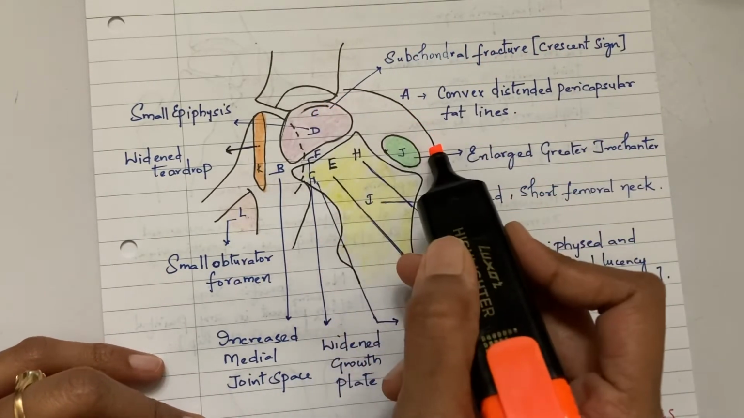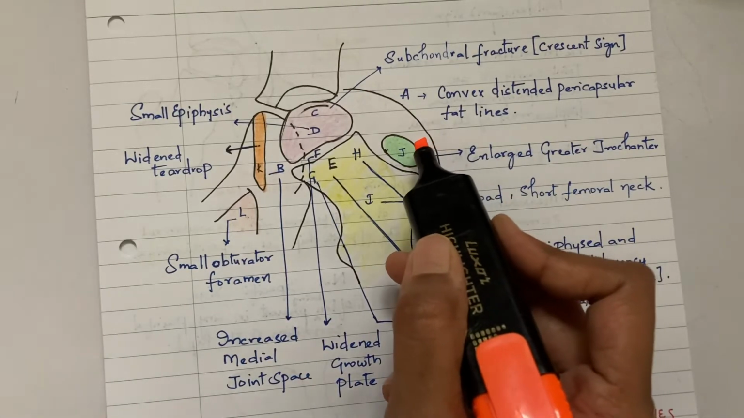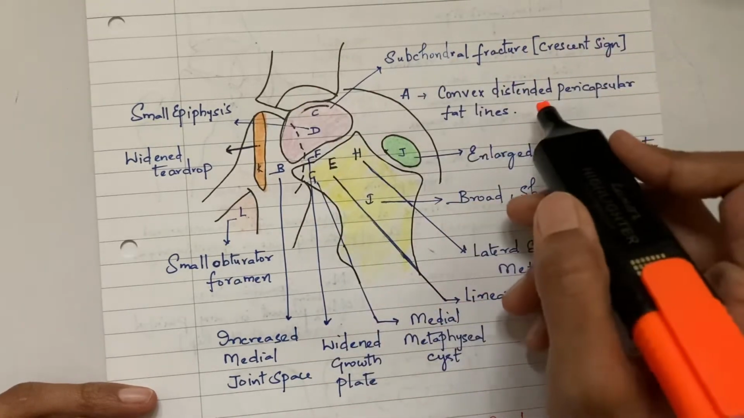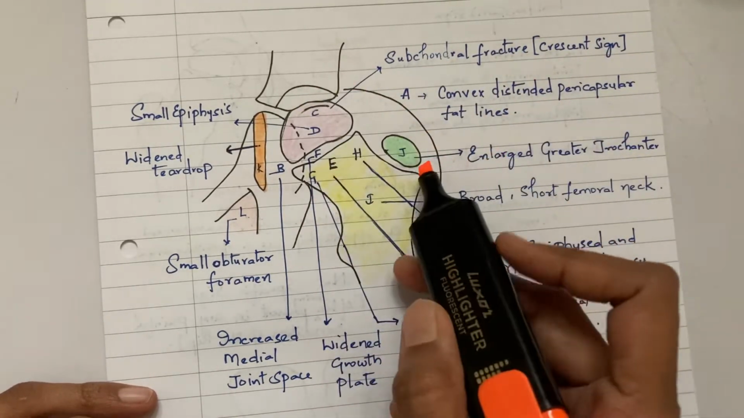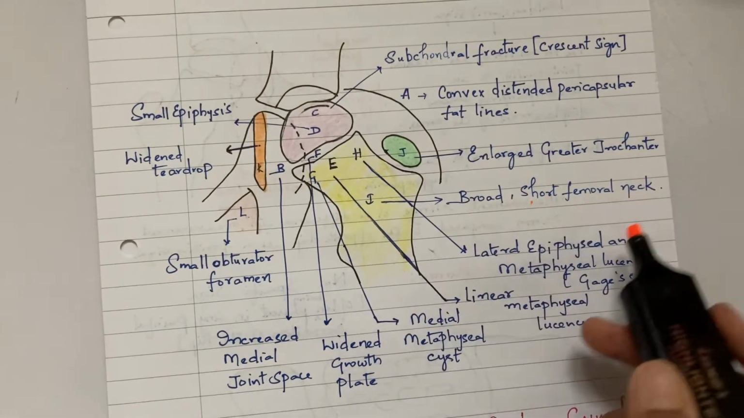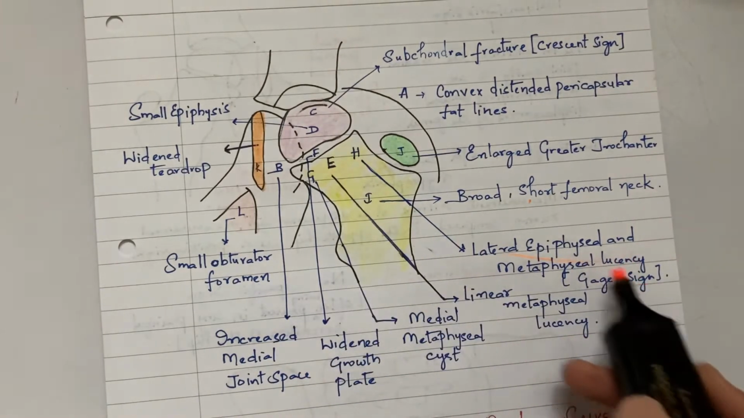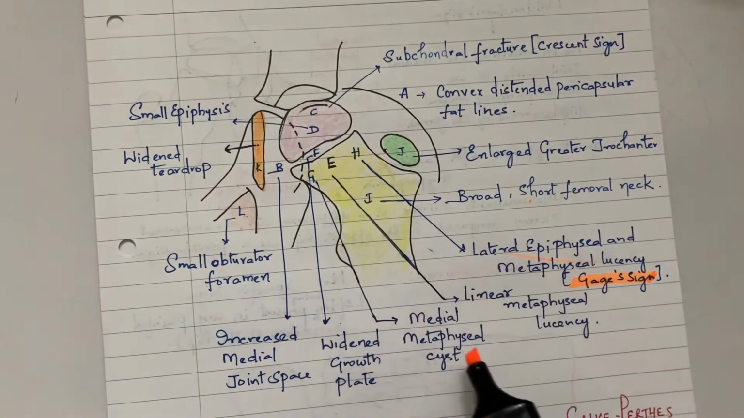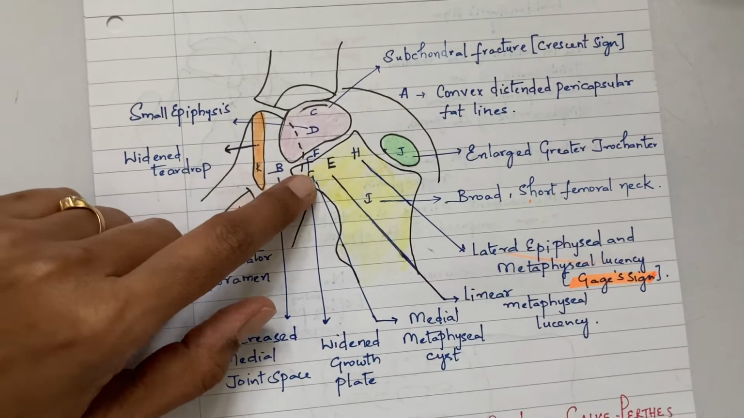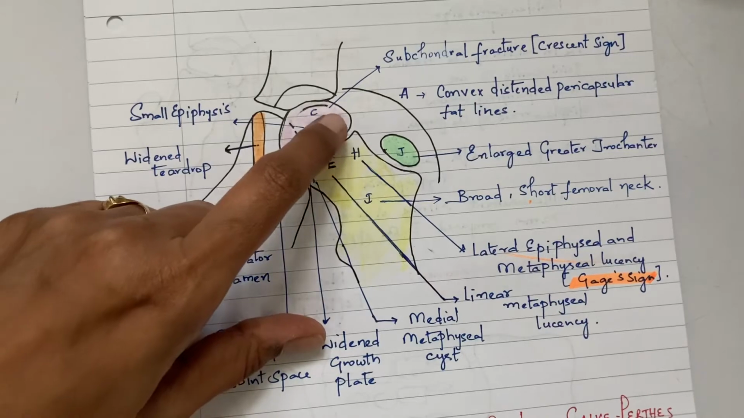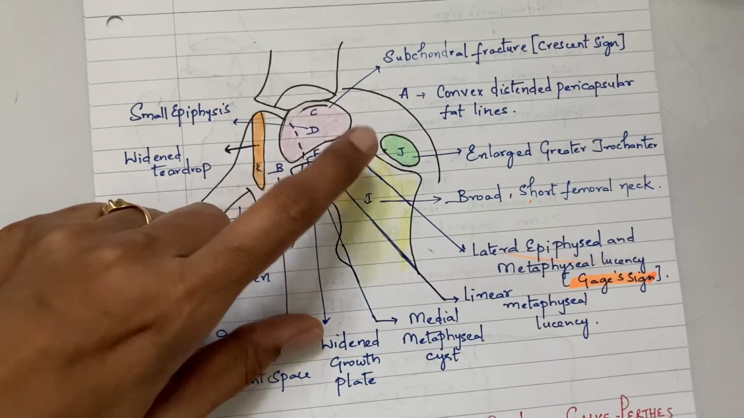This is a fat fold, the gluteus medius fat fold. Here it is bulged, that is convex, distended pericapsular fat planes. We have an enlarged greater trochanter and a broad, short femoral neck. Lateral epiphyseal and metaphyseal lucency is called the gage sign. We have linear metaphyseal lucency and a medial metaphyseal cyst. In the metaphysis only, we have cyst and lucency.